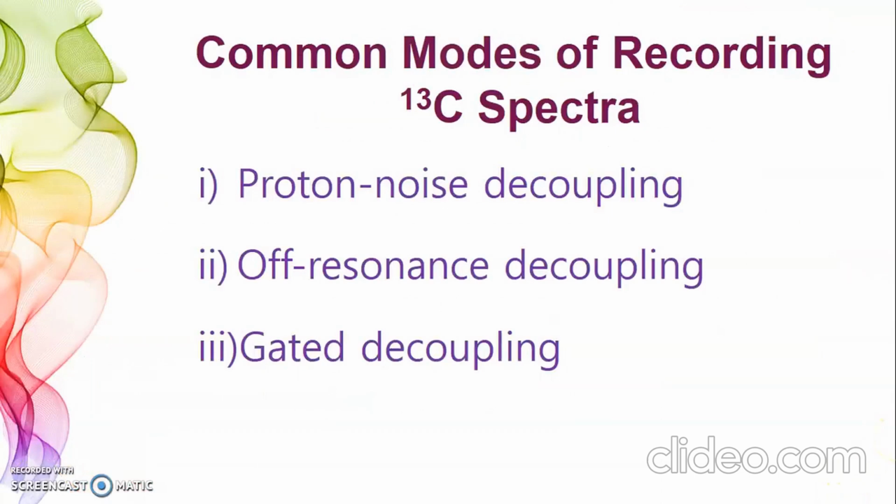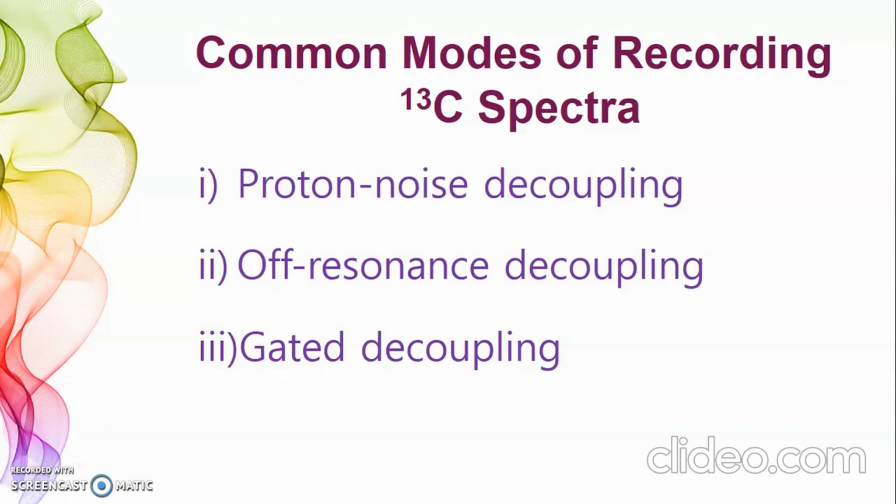Next, see the common modes of spectrometer operation, which provide different kinds of carbon-13 NMR spectra containing different structural information. These are proton noise decoupling, off-resonance decoupling, and gated decoupling.